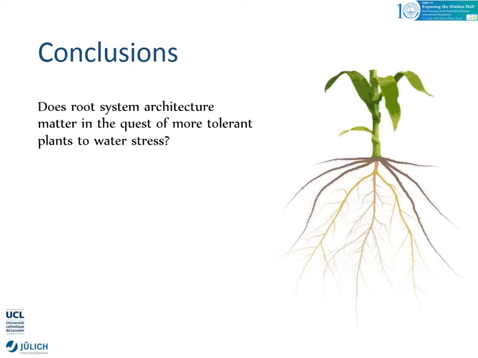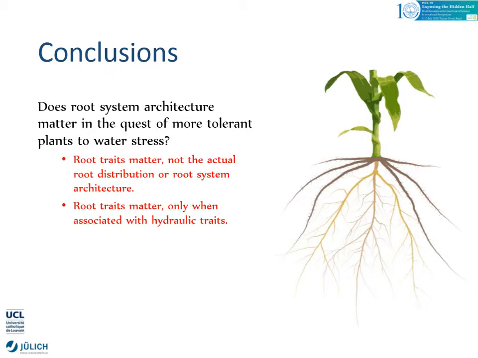The final question was, does root system architecture matter in the response of plants to water stress? I would say that root traits matter, but more than the actual root distribution or the root system architecture. So we don't need the root system architecture anymore. We just need the average traits if we want to develop drought tolerant plants. And root traits matter, but not only. You need to combine them with a very fine definition of your root hydraulic traits. So not only average radial conductivity, but conductivity depending on root age, root type, and so on.